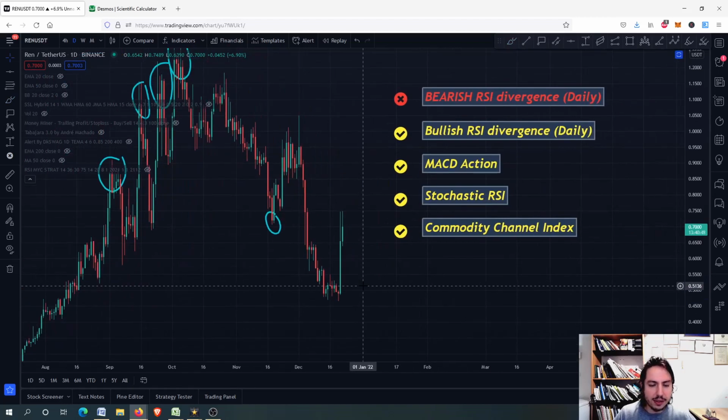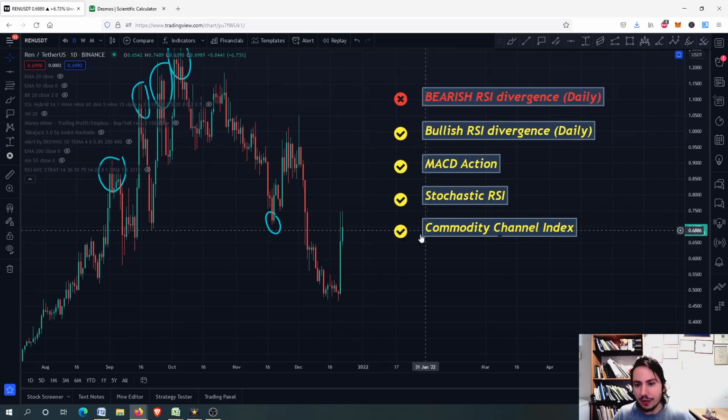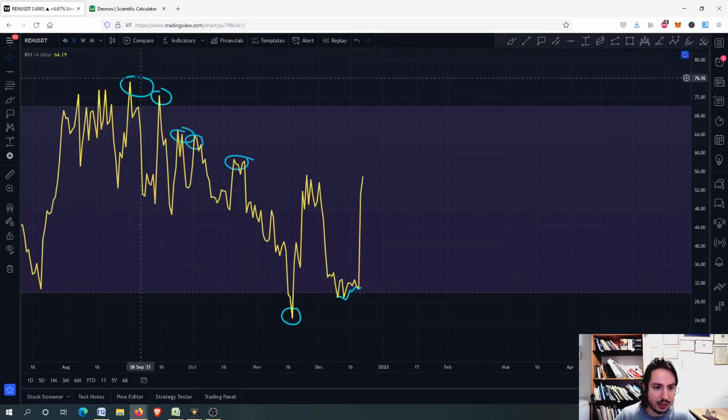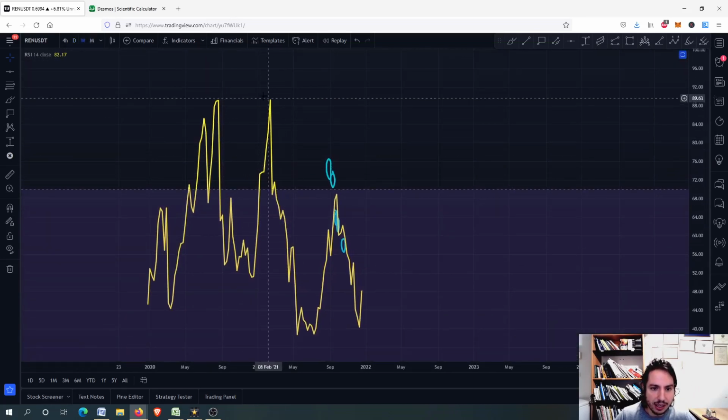Eventually there are many ways to identify a bottom: candlestick patterns, double bottom patterns, many other things like a morning star pattern. But the easiest way to identify a bottom and to avoid a top is the bearish RSI divergence, especially when we have a very high risk on the daily and on the weekly frame. You can see on the weekly we had a very high risk, therefore we should be careful.